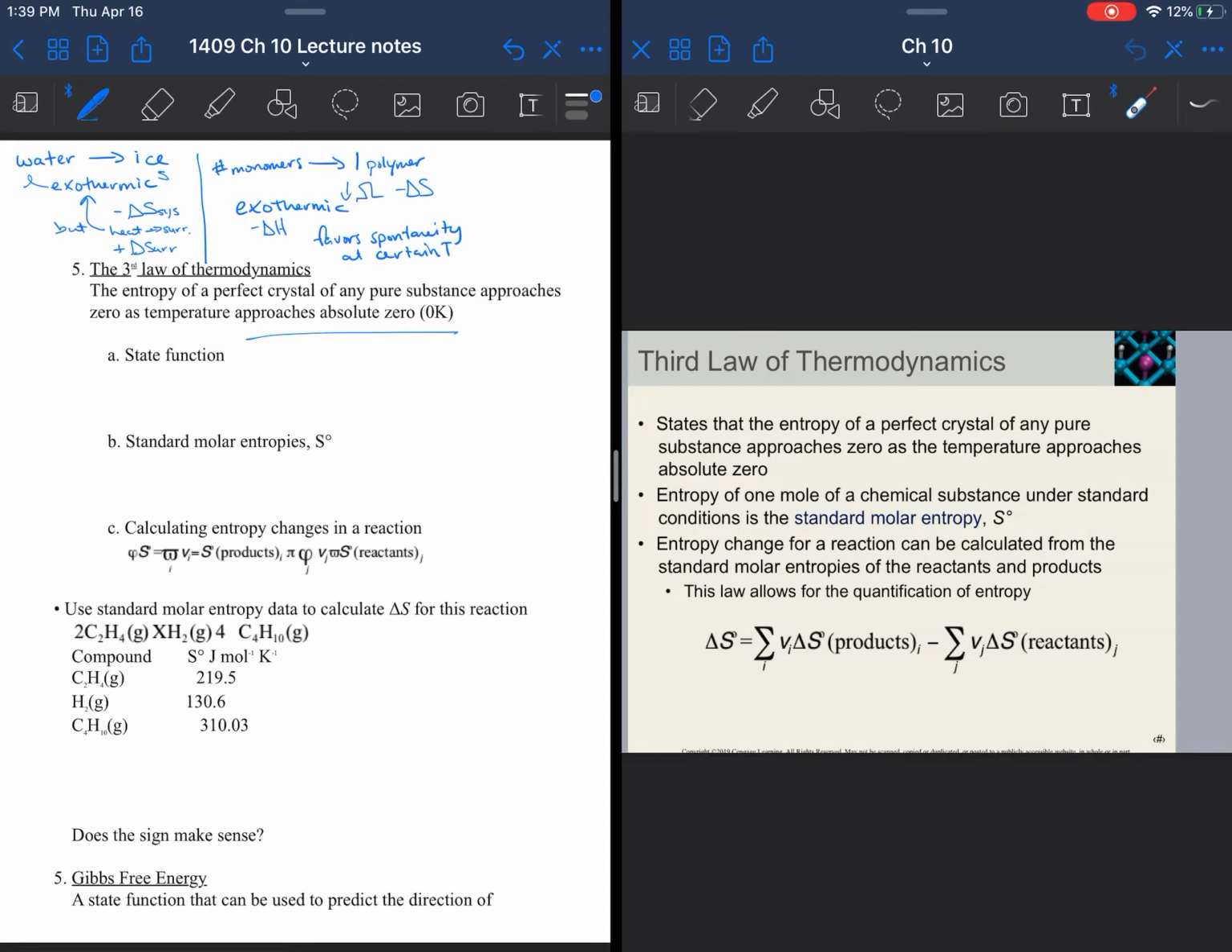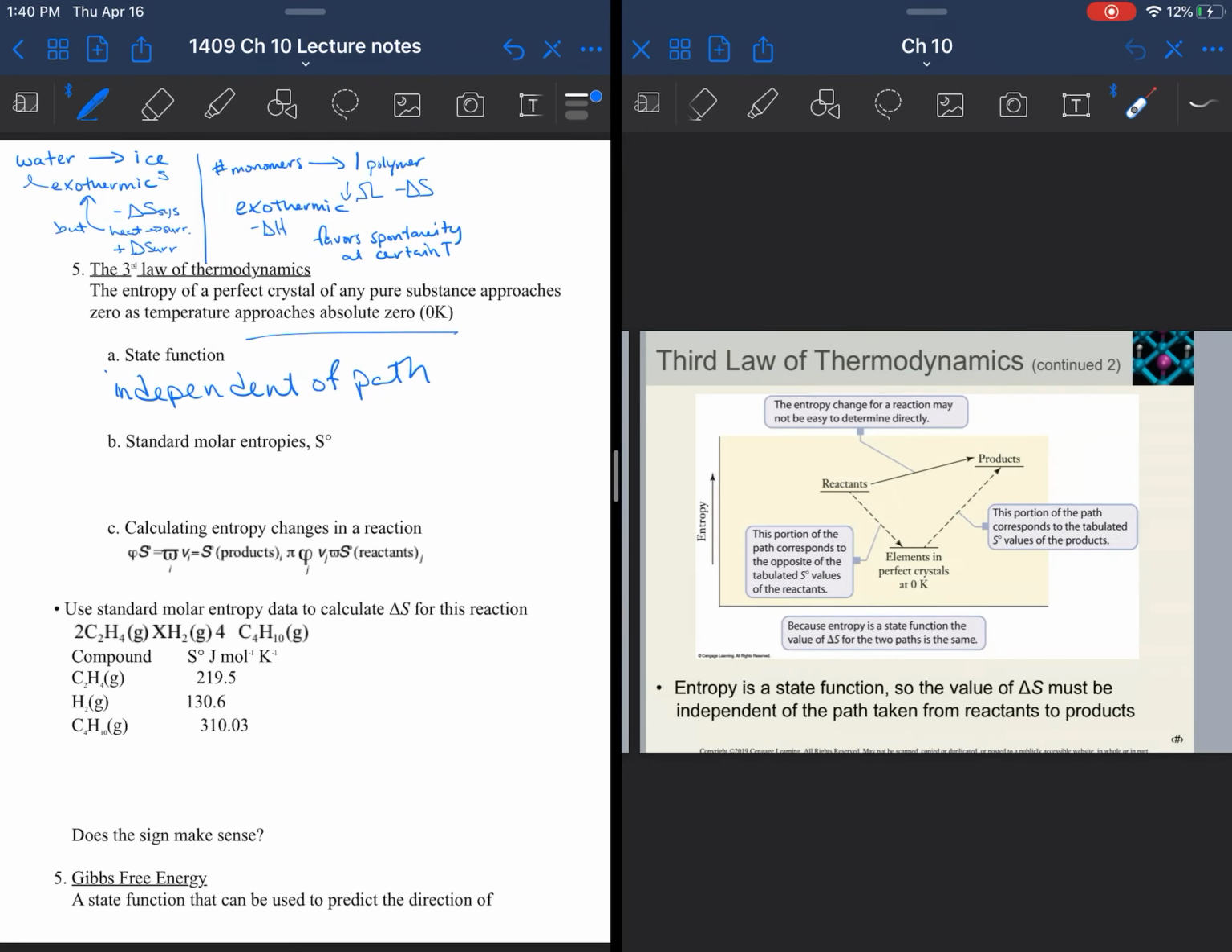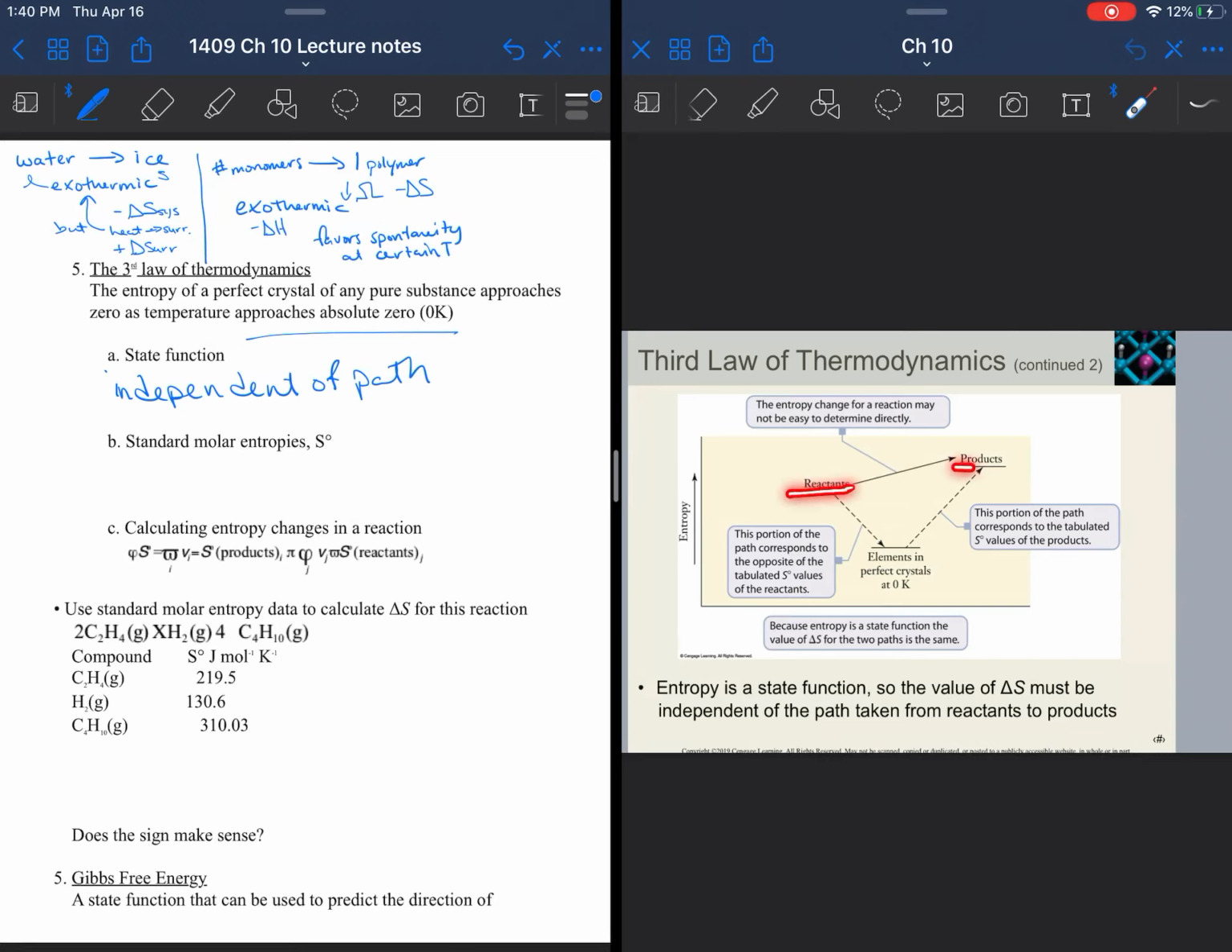Delta S, just like delta H, is a state function, right? And what does that mean, a state function? It means independent of path, right? So it doesn't matter how we get from starting materials to products, reactants to products, whether we go in some sort of straight line, whether we break everything down into the elements and then build it back up, whether we have 8,000 intermediate steps, right? The difference between where we started and where we finished is going to be the same no matter which path we take, right?